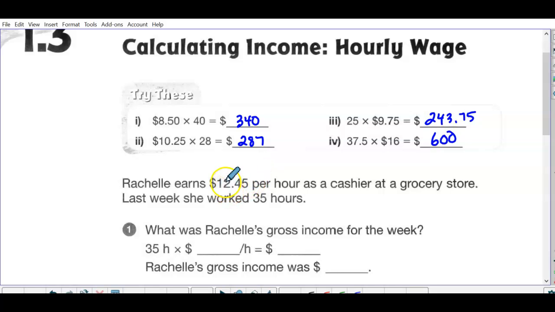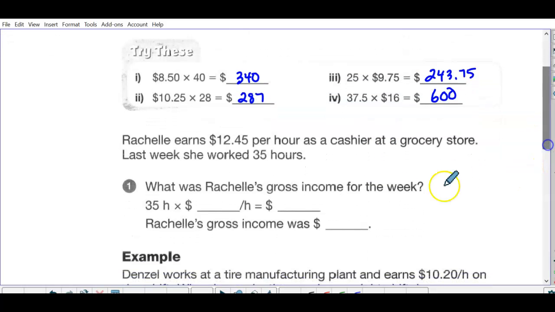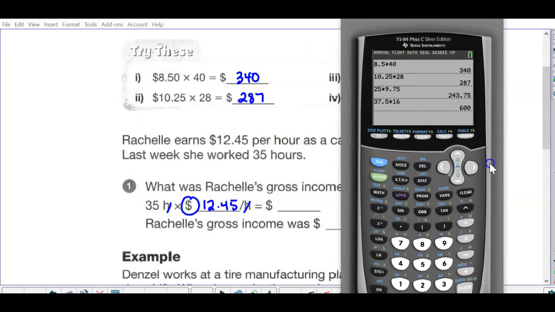Okay, so in any case, Rochelle earns $12.45 per hour as a cashier at a grocery store. She worked 35 hours last week, so what is her gross income? You just multiply the number of hours times the rate per hour. And really, this is a unit, so the hours divide out and you're left with dollars. So that's how the units work on that.